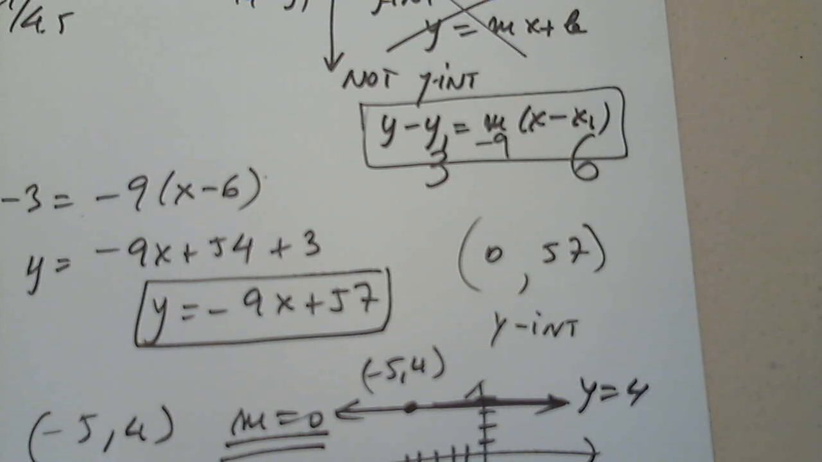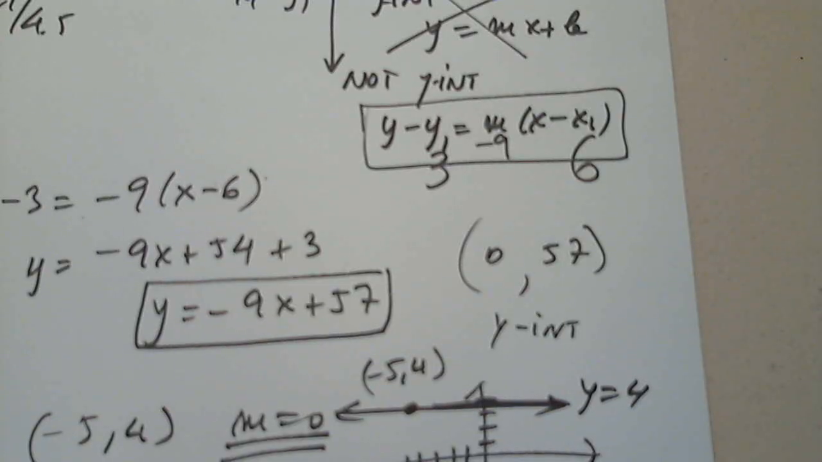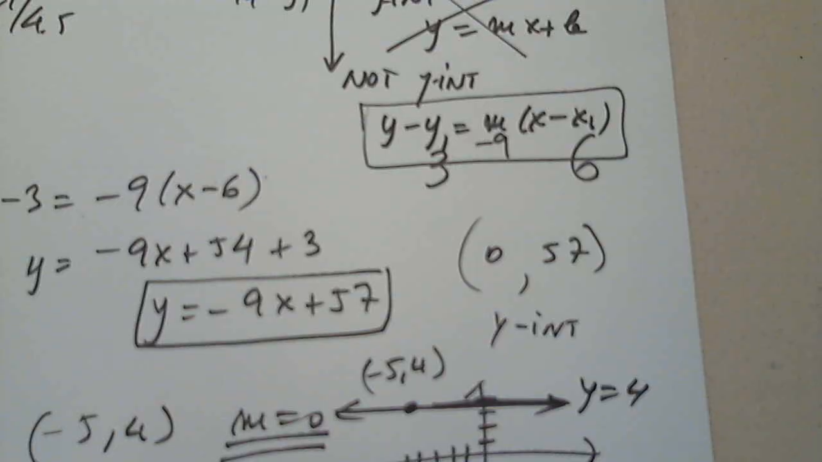Good. Check. Good. And now the point on the graph is, in other words, they're telling us find the y-intercept. What is the y-intercept? And we know this is a special type of line. 0, 0. This is it. Good.